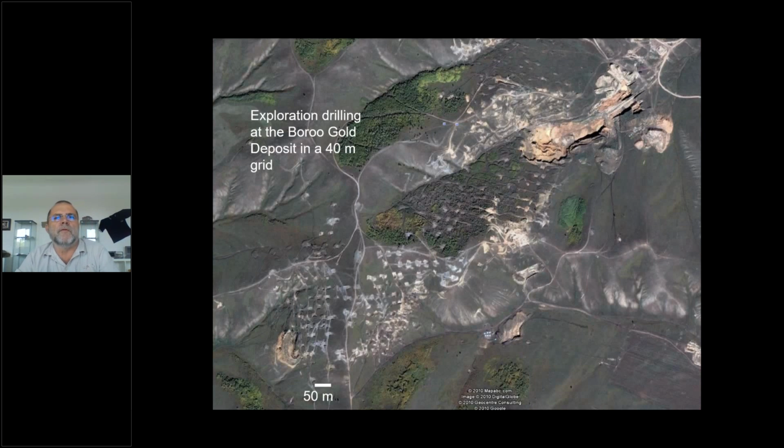So what we can see on this slide is a Google Earth image taken some years ago from exploration drilling on this gold deposit, Boro gold deposit in northern Mongolia. What we can see here are the drilling points in a grid 40 by 40 meters, targeting an ore body stretching more or less horizontally over distances of kilometers, but hidden in this mountain here.